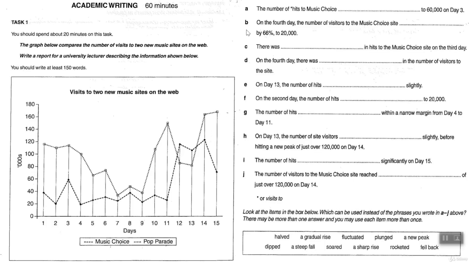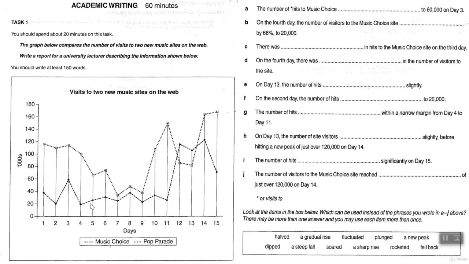Let's look at B. On the 4th day, the number of hits to the Music Choice site, something by 66% to 20,000. So let's have a look at the 4th day. It's from here, isn't it? From day 3 to day 4. So it looks like it fell sharply, didn't it?